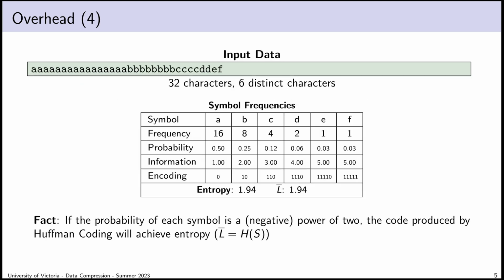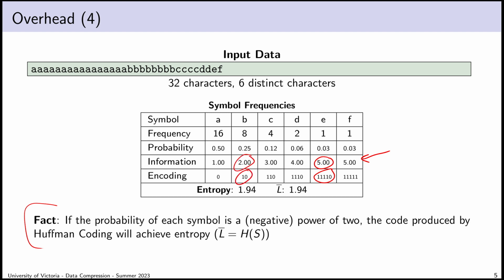So on the other end of the spectrum, we actually have this fact, which we saw maybe in the margins before. If our probability values are convenient to us and our information contents work out to be whole numbers, then Huffman coding will guarantee that we achieve entropy. So notice here, every symbol's encoding length is exactly the same as the information content.